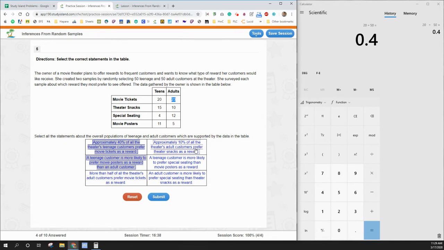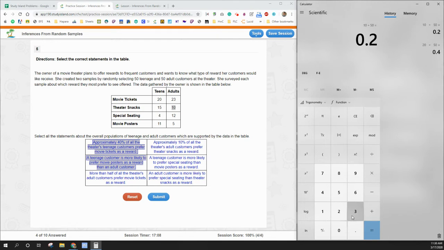Next one. Approximately 10% of all the theater's adult customers prefer theater snacks as a reward. Okay, so we take a look at that. Theater snacks, it does say 10, but this is not a percentage. This is 10 adults out of 50. And 10 adults out of 50 is not equal to 10%. Let's go to our calculator, and hopefully you can do this calculation in your head, but if you can't, it's okay. 10 divided by 50 is equal to 0.2, and that's 20%.